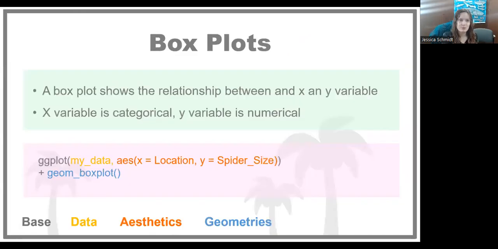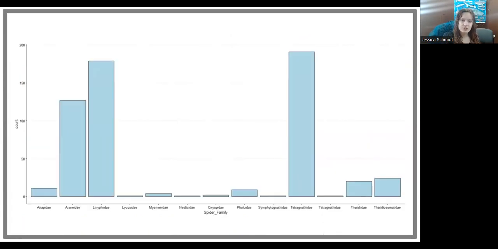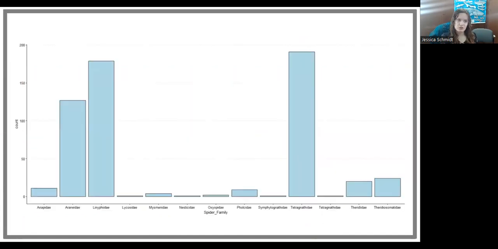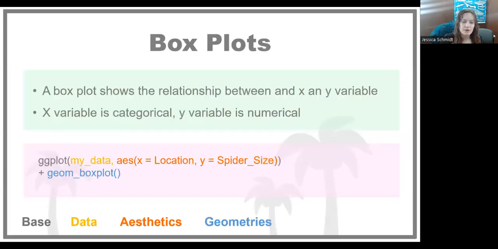And quickly moving on to box plots. A box plot shows a relationship between an x and y variable, where x is categorical, just like this. This is categorical, right? Different buckets. But the y variable is numerical. So instead of this just being an automatic tally, an automatic count, this will actually be based on a separate variable. Okay, and of course, the geometry is going to be new, and here it is, geom_boxplot.